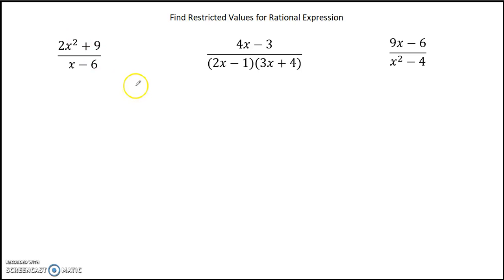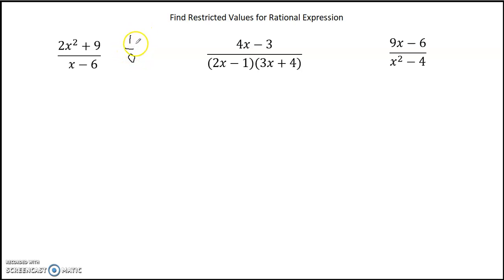Hello everyone. In this video, we will learn how to find restricted values for rational expressions. Restricted value means a number that will turn this fraction or any of these fractions into undefined, which means your denominator cannot be zero. Whenever you have a number divided by zero, this cannot exist.